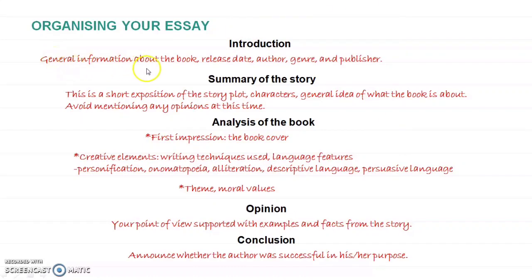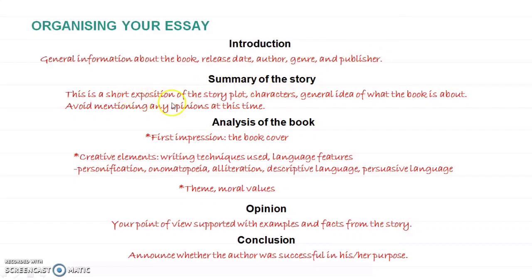You write general information about the book. The release date you can see in the book, or you can find it when you Google it. The author, penulis, the genre of the book. Is it a romantic kind of book? Is it fiction, non-fiction, science fiction? The last one is the publisher. Pengeluar buku tu.